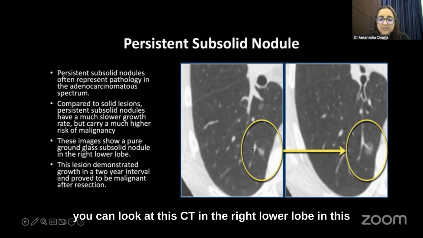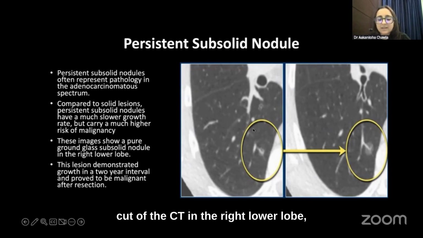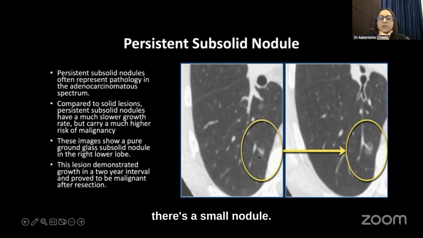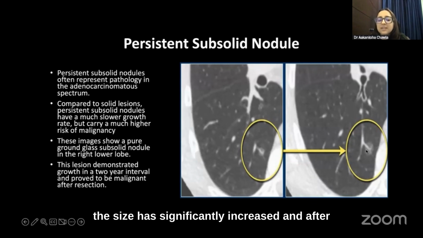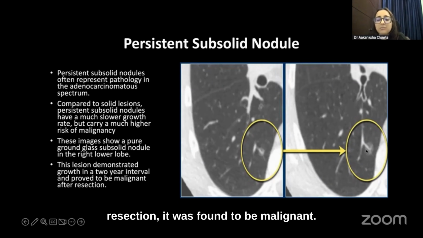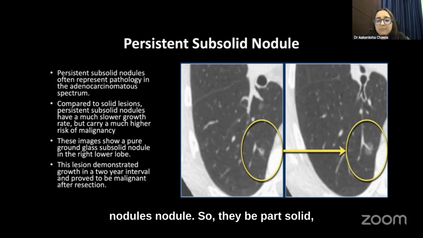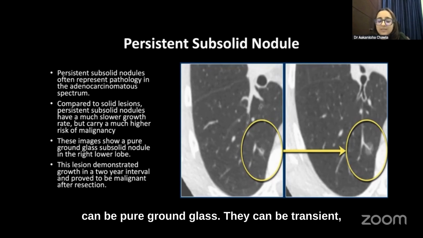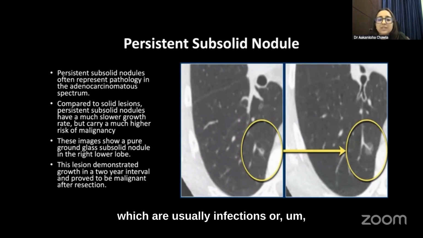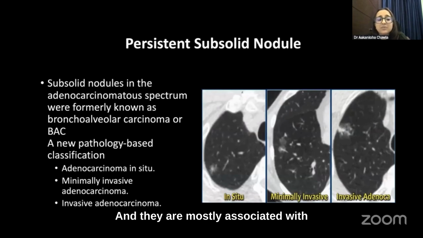And you can look at this CT in the right lower lobe. In this cut of the CT in the right lower lobe, there's a small nodule, and on follow-up CT at 2 years, the size has significantly increased, and after resection, it was found to be malignant. So it is important to understand that subsolid nodules can be part solid, can be pure ground glass, they can be transient, which are usually infections, and persistent are usually malignant, and they are mostly associated with adenocarcinoma.